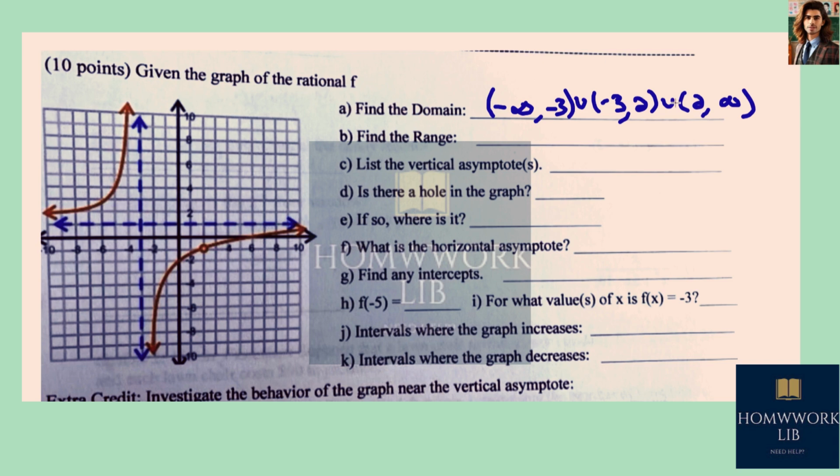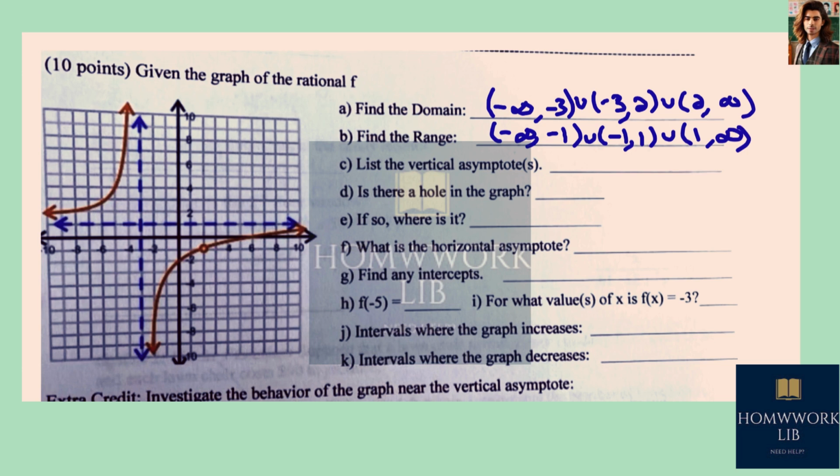The range, it goes down to negative infinity along the y-axis, but then it goes up until that hole, which is at -1. So it skips over that, and then there's a horizontal asymptote at +1, and then it goes up to infinity.